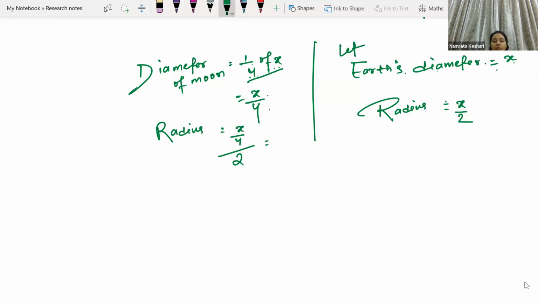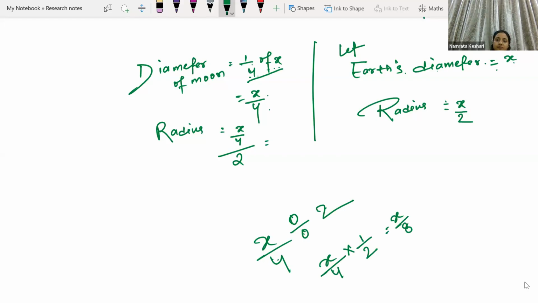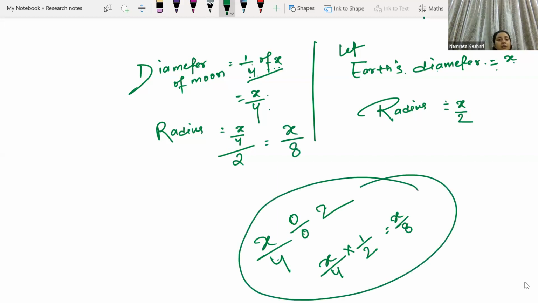x by 2. No, if we divide x/4 by 2, see what are we going to get? This 2's reciprocal will be 1/2, yes or no? Yes, ma'am. It will be x/8. Everyone, are you getting it? Yes, ma'am. It will be x/8. If you are getting confused, please note it down. I'll rub it.